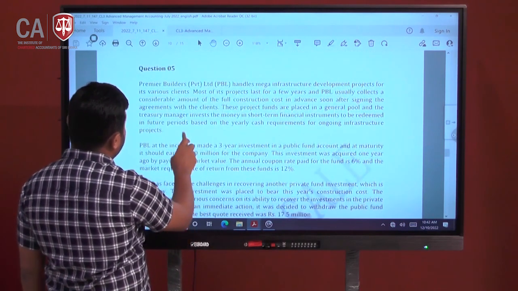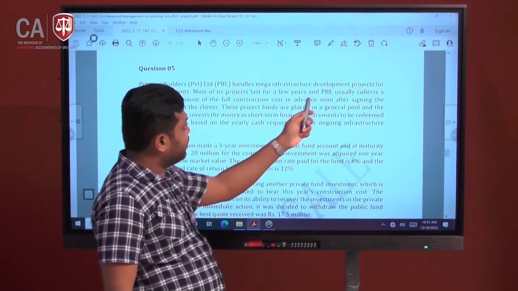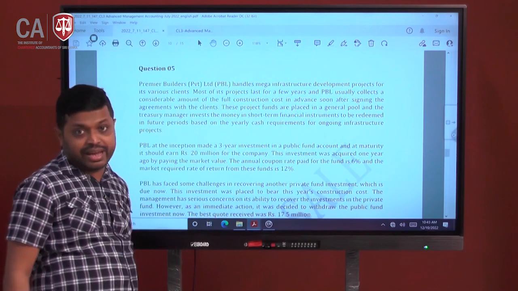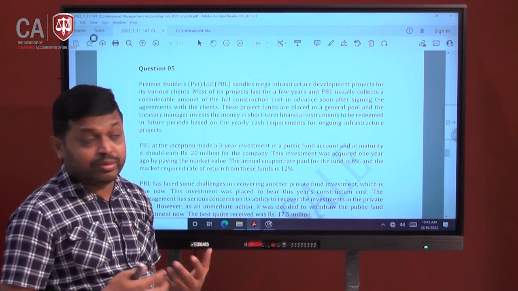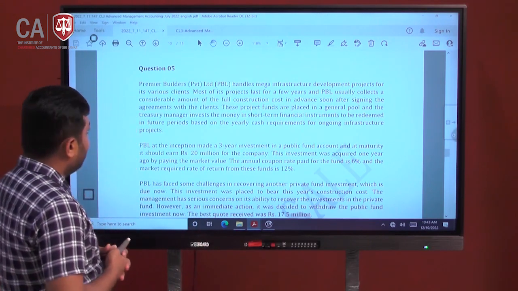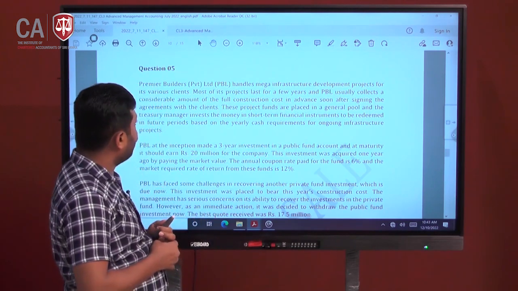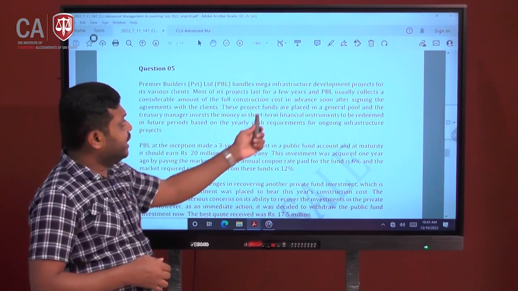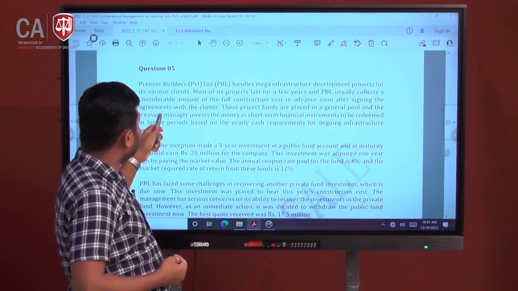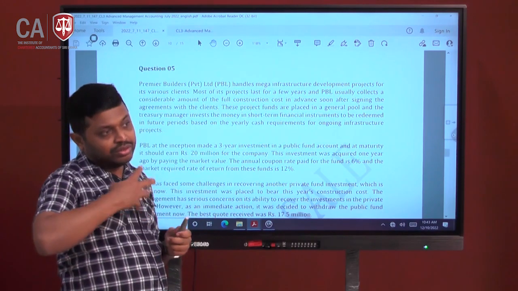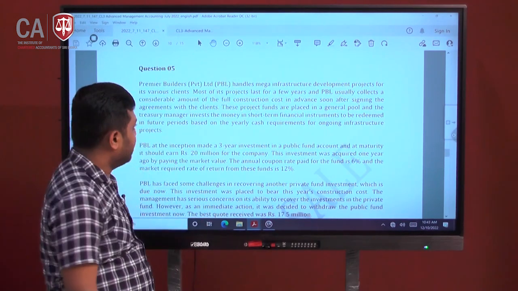we'll read the illustration. Premier Builders Private Limited handles mega infrastructure development projects for its various clients. Okay, you are going to handle this project for various clients. That's a construction company. Most of its projects last for a few years, and BPL usually collects a considerable amount of the full construction cost in advance. You will collect the cash in advance, soon after signing the agreement with the client. That means you will release the funds gradually when required. Till that, you can keep it invested somewhere else.